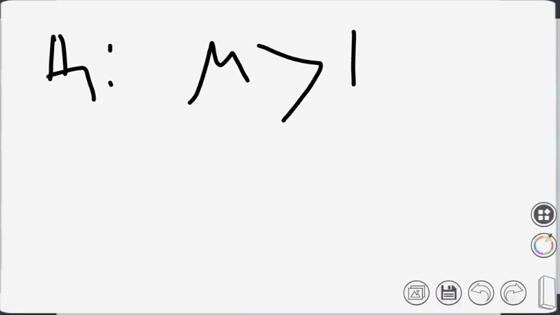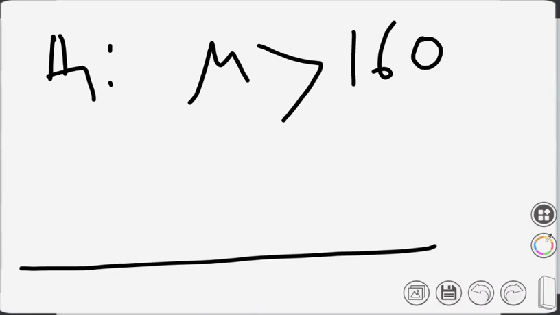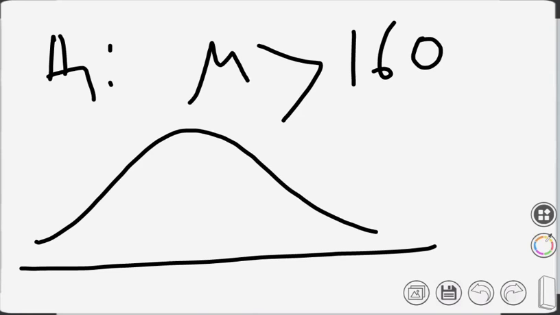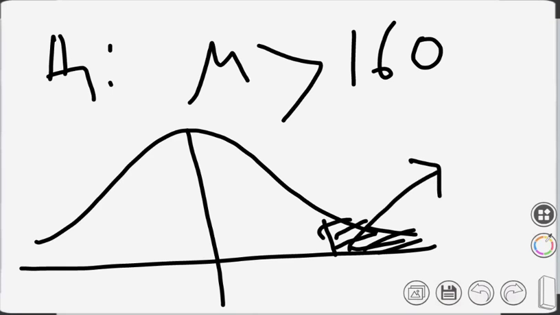Similarly, if the alternate hypothesis is mu greater than 160, then the critical region will be termed a right tail test because the critical region will be at the right, and this area will be alpha in that case. This point will be Z alpha.